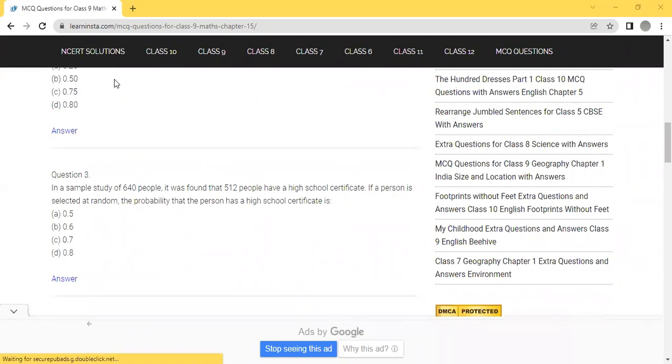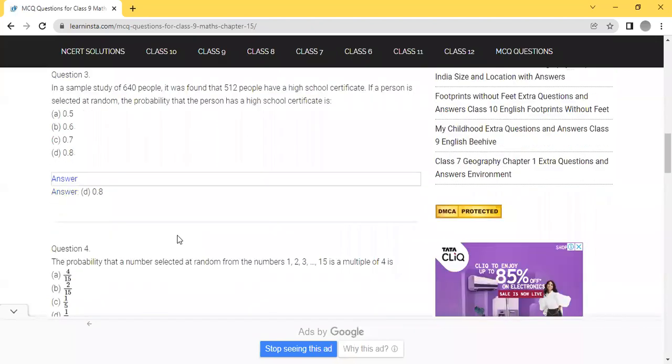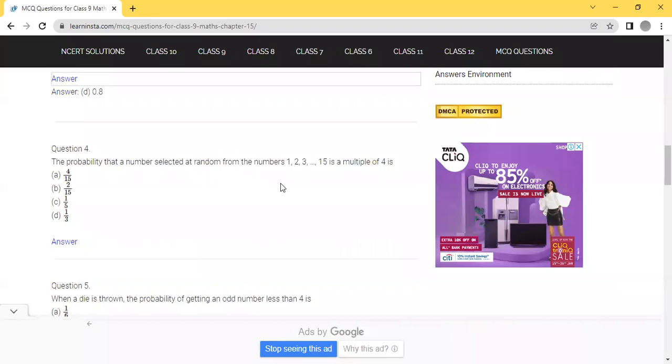Next one is, in a sample study of 640 people, it was found that 512 people have a high school certificate. If a person is selected at random, what is the probability that the person has a high school certificate? Yes, Lisa. Ma'am, first of all, we have to divide 512 upon 640 and we'll get 0.8 as the answer. That is 0.8.